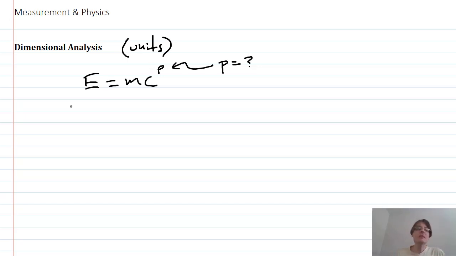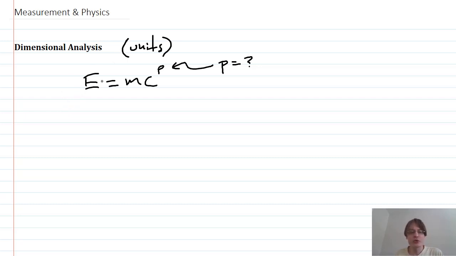The most famous equation in physics is E equals mc, and I just can't remember. Is it mc squared or is it mc to the fifth? I don't know. So it's mc to some power, and I'm trying to figure out what that power p is. It's something unknown. I can just use the units on both sides of the equation to figure out what the power has to be. Okay, let's see how this works.